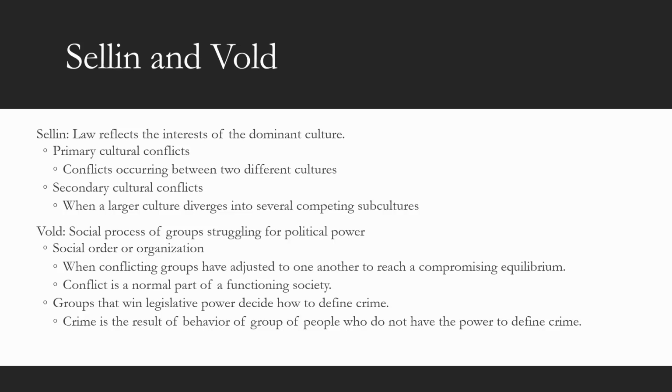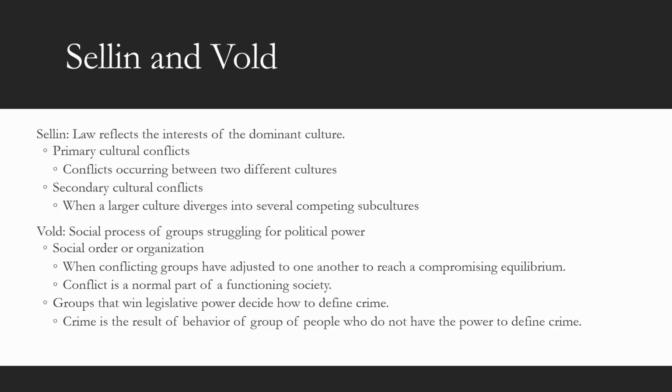But what Sellin said is that law reflects the dominant culture, meaning that there is conflict between some of these cultures. There's conflict between conservative white culture and black culture, between liberal culture and conservative culture, between conservative white culture and Hispanic culture, and between atheist culture and Christian culture in America. These cultural groups have different interests that they want to reflect in the law. And so Sellin says this conflict is a normal part of society, it always exists, and the law reflects the interest of whichever culture got control of the organized state.